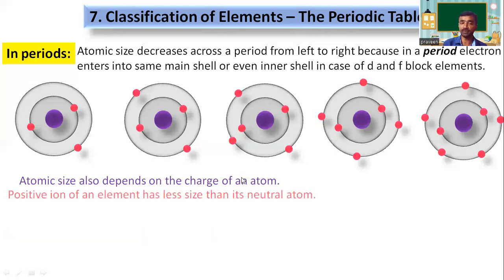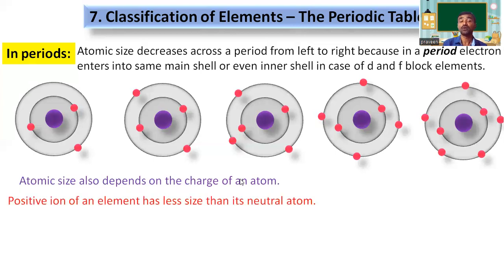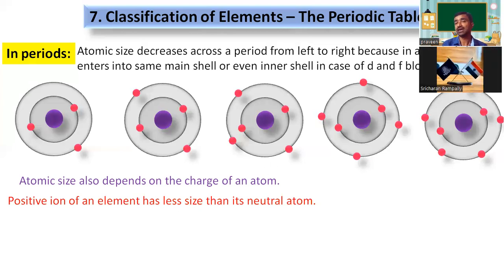So simply, the positive ion of an element has a size greater than or less than the neutral atom? What does it have? Less size. Right? It has less size. Why does it have less size? Why does it become smaller while losing the electrons?